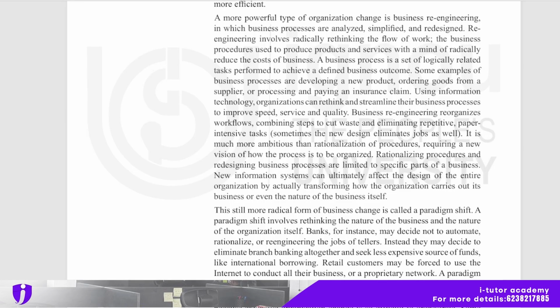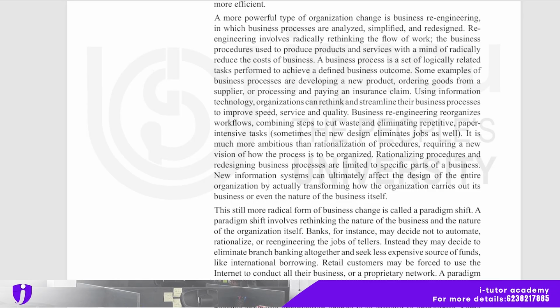A more powerful type of organizational change is business re-engineering, in which business processes are analyzed, simplified, and redesigned. Re-engineering involves radically rethinking the flow of work, the business procedures used to produce products and services, with a mind to radically reduce the cost of business. A business process is a set of logically related tasks performed to achieve a defined business outcome. Some examples of business processes are developing a new product, ordering goods from a supplier, and processing and paying an insurance claim.